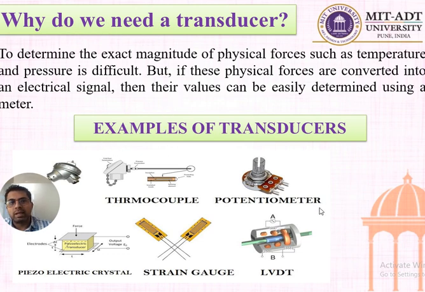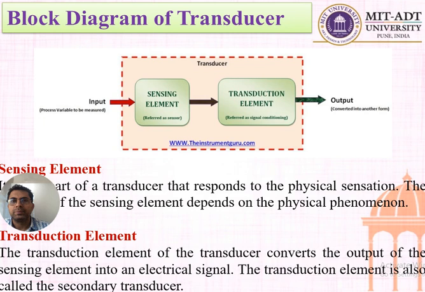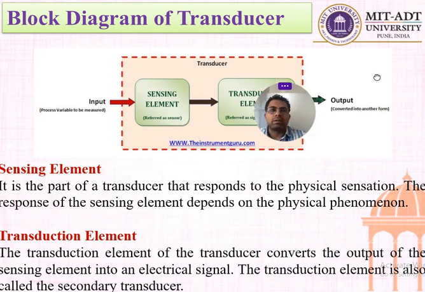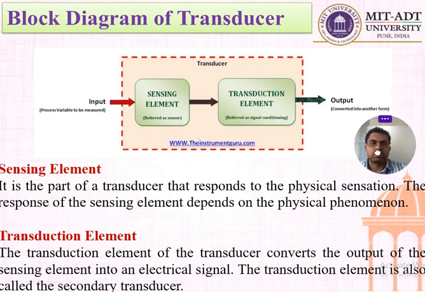Examples of transducers are the thermocouple, potentiometer, piezoelectric crystal, strain gauge and LVDT. All these we are going to study under this unit. This is the basic block diagram of the transducer. There are two important elements in the block diagram of a transducer: one is the sensing element and the other is the transduction element.